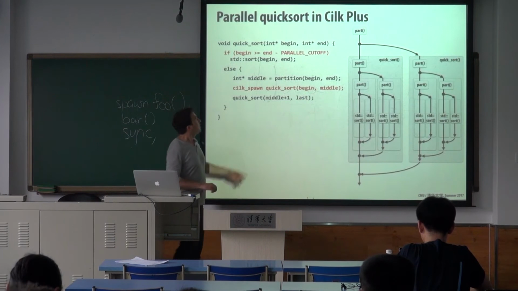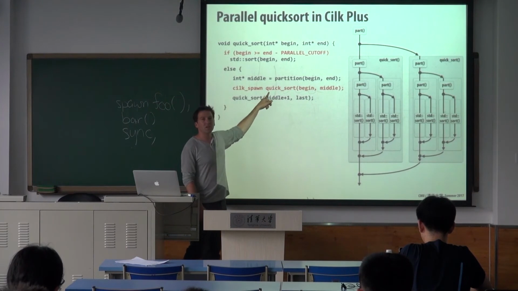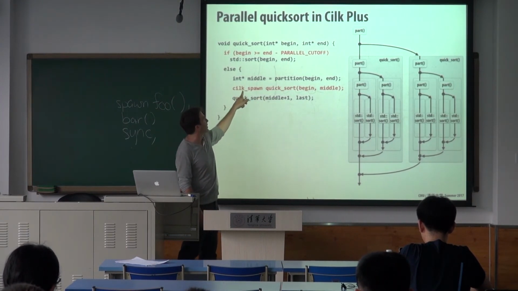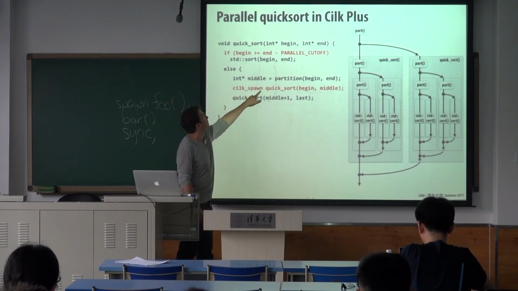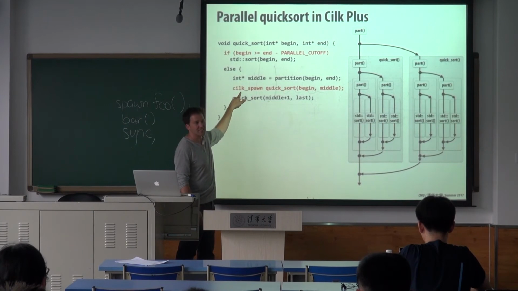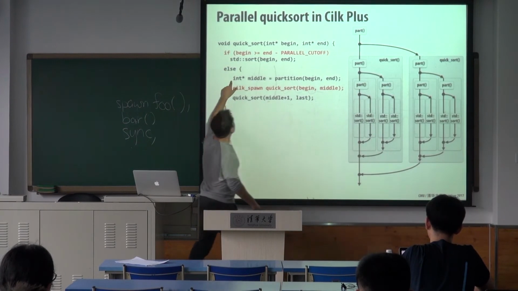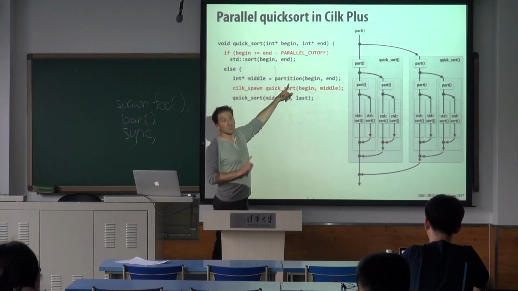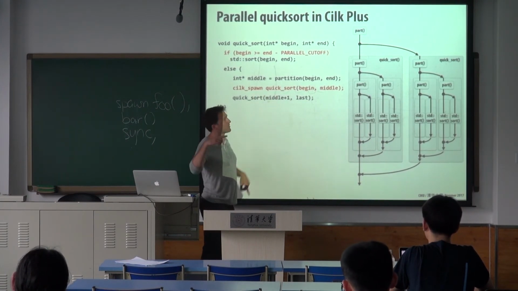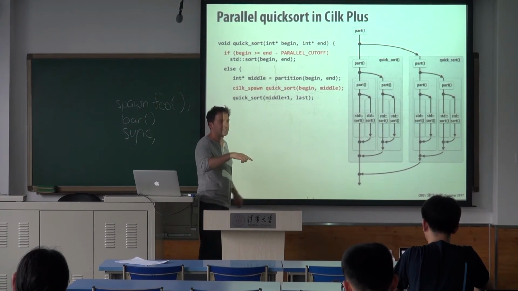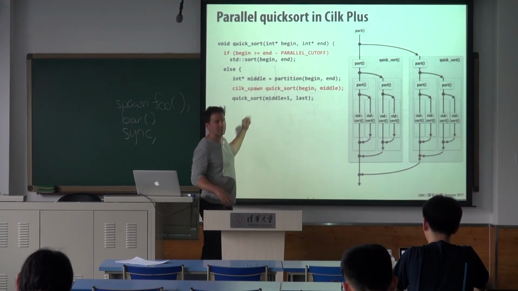Okay. So here's my quicksort, and I changed my quicksort just a little bit so that one of the two recursive calls is now spawned quicksort. So this is the normal quicksort algorithm with exactly one change. And I drew what's going to happen. Now quicksort runs partition, which is a normal function, then spawns quicksort on the first half of the array, and then calls quicksort as a normal function on the second half of the array.